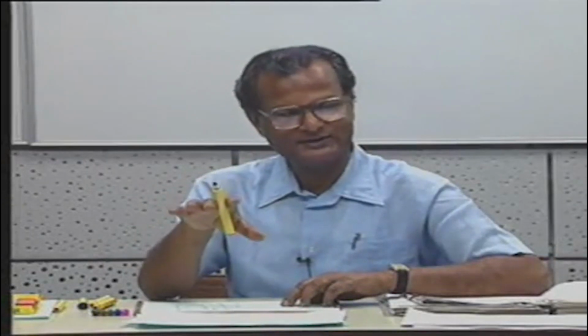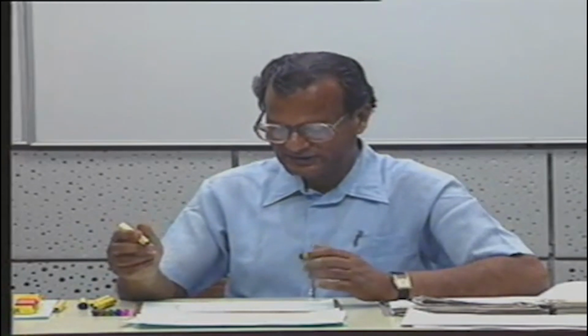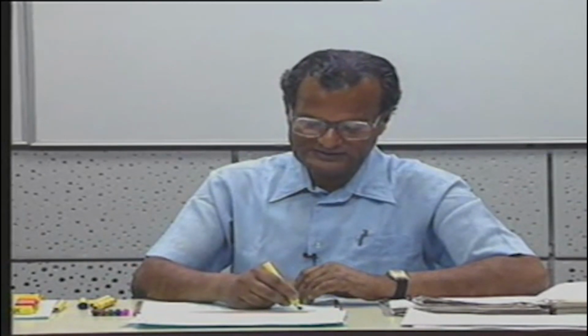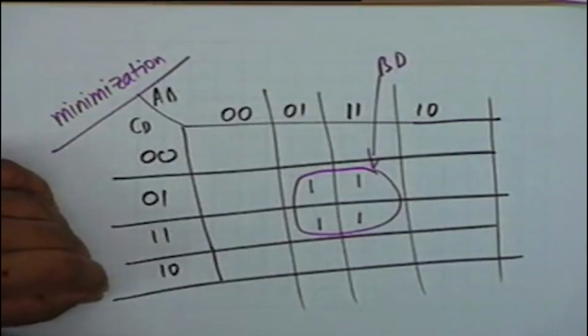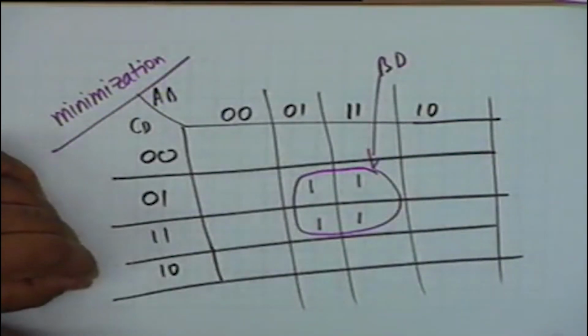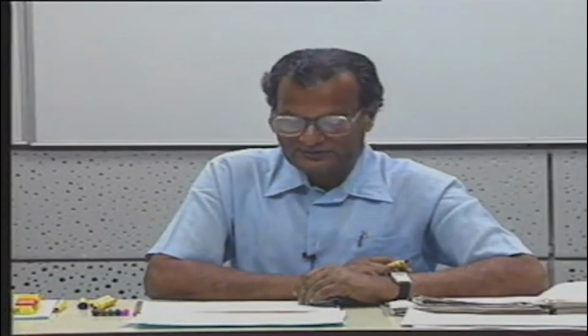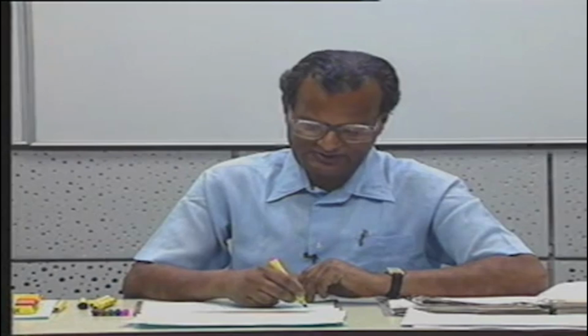Unfortunately, only up to 4 variables. If it is more than 4, then this map becomes very complicated, and one is not able to minimize. The simplification that we have been doing is technically known as minimization. For more than 4 variables, Karnaugh map is not used. There are alternative methods for minimization. One of them is, for example, Quine-McCluskey. Just remember the name, that's all.